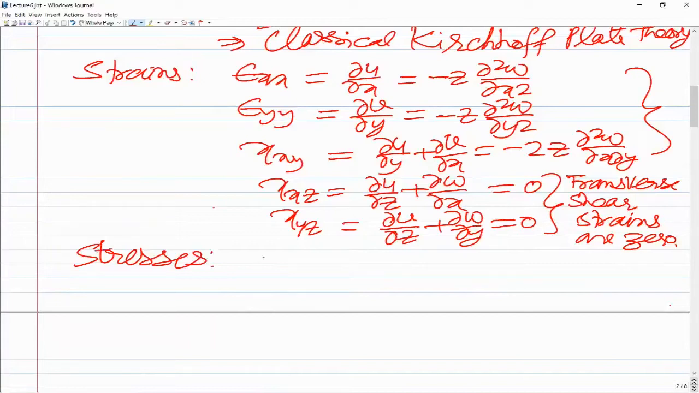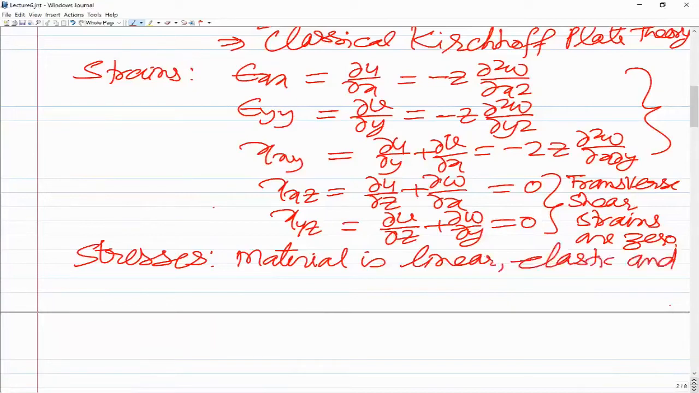So for this, let me assume that the plate material is linear, elastic, and isotropic. Although of course this can be extended to orthotropic materials, we are limiting to this. And before I can write the stresses in terms of strains, let me also state that we are going to assume the plane stress condition. That is, we are going to take sigma zz as 0.